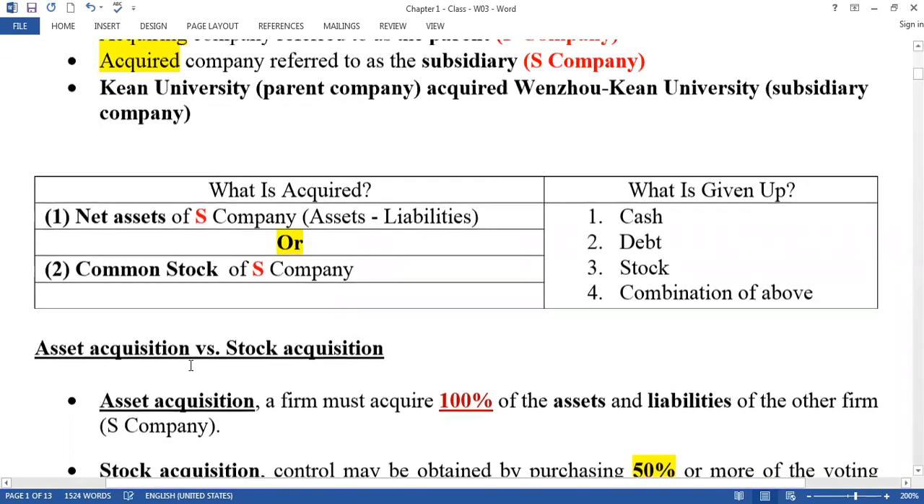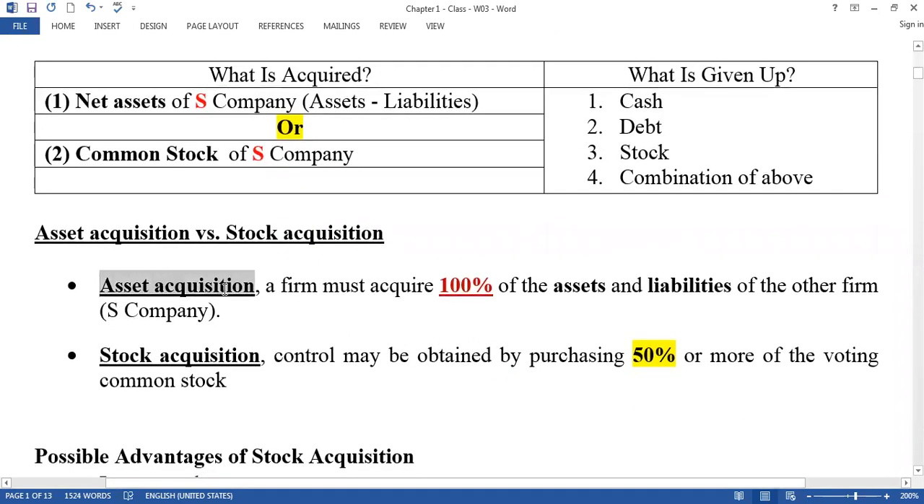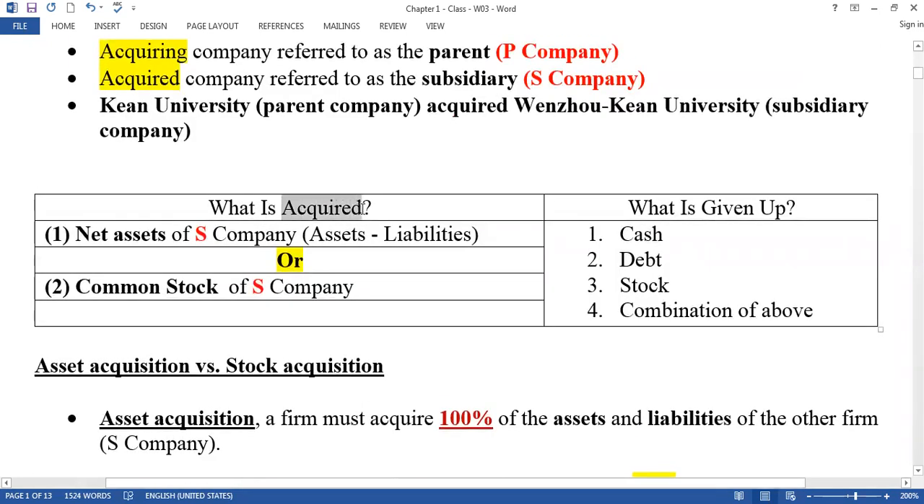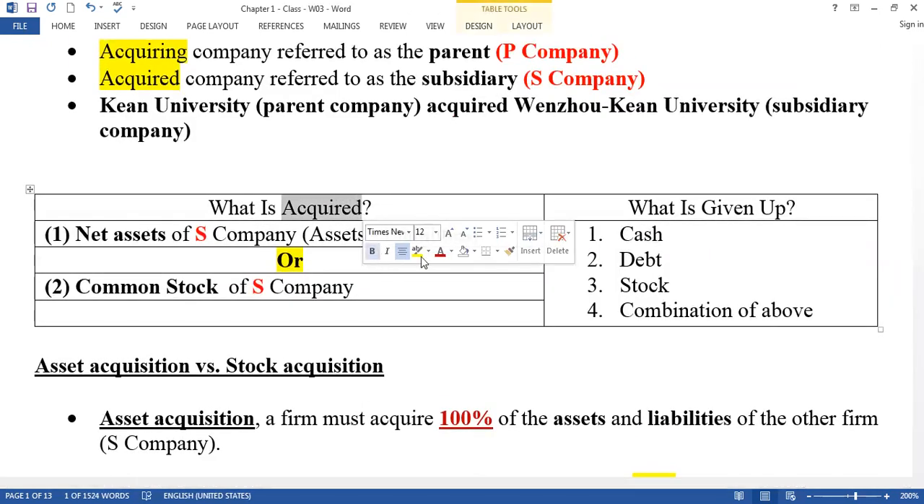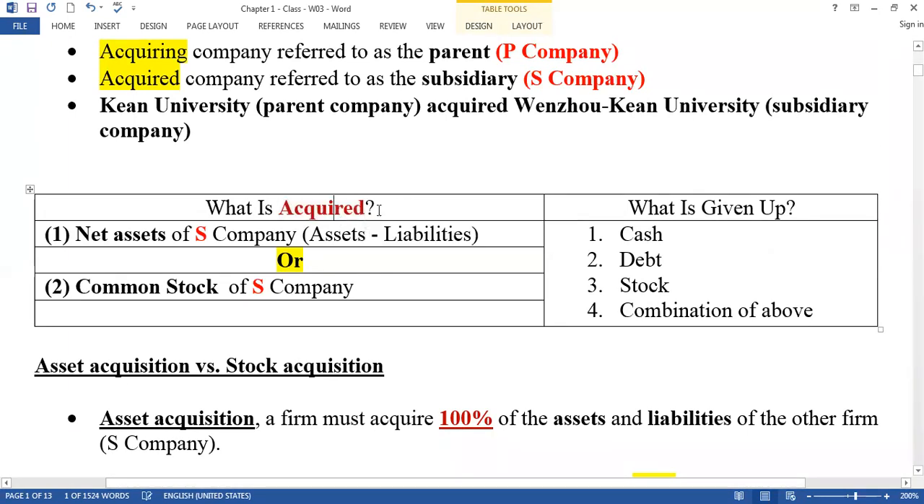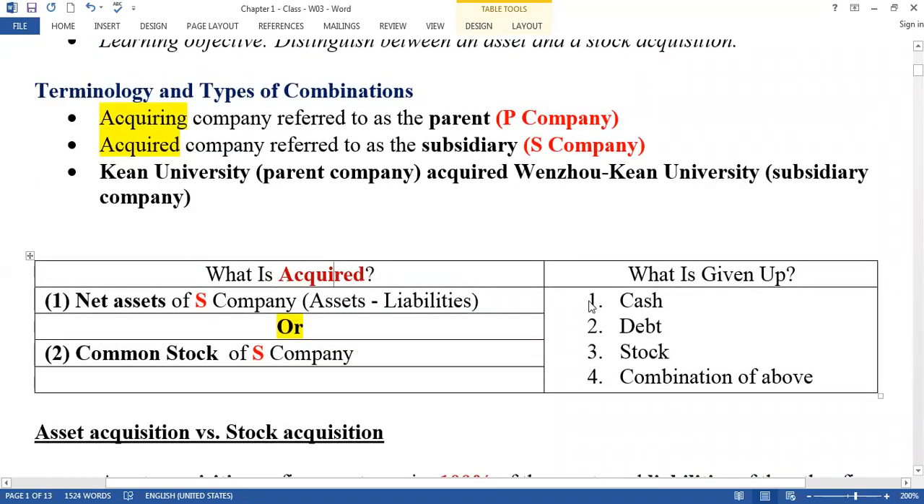Now, try to understand, whenever you go for asset acquisition or stock acquisition, this is called the acquired. So what is acquired? This part. We can acquire another company by purchasing assets and liabilities or common stock. Now, when you acquire another company, you have to give up something. You have to sacrifice something.